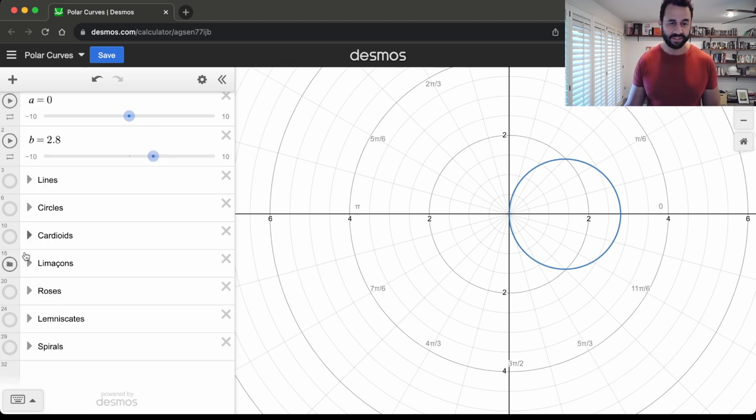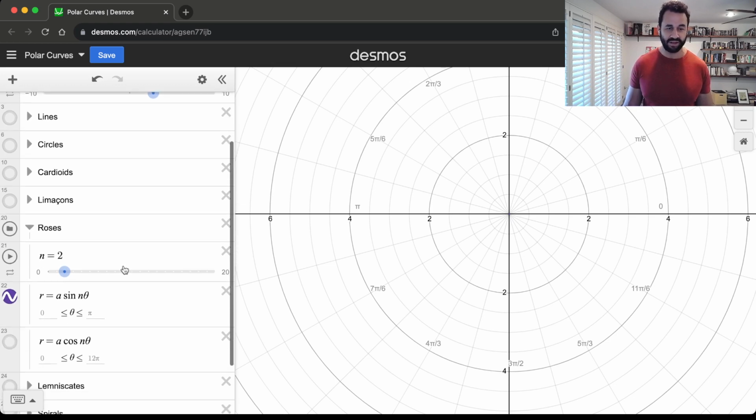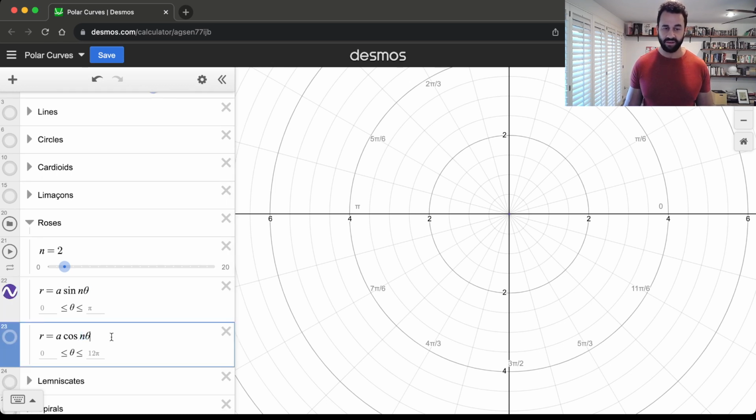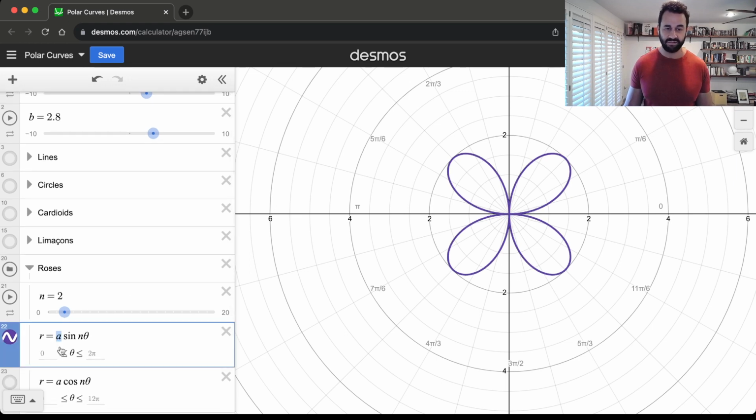All right, limaçons. Now let's look at roses. So the roses are very pretty. Let's see, A is 0 for now. That's why nothing's showing up. So roses have this type of structure: A sine n theta, or A cosine n theta. And we're going to let n vary. So let me give A some size. I'll pick 1. Let's pick 2. Just make it a little nicer. All right, so right now A is 2. So the scaling factor is 2. And right now n is 2.